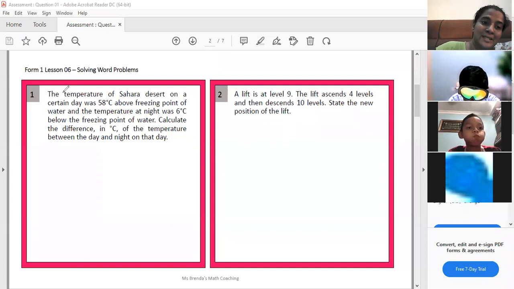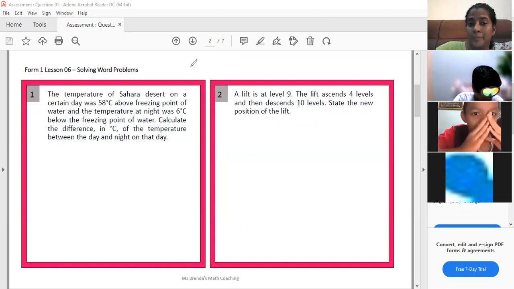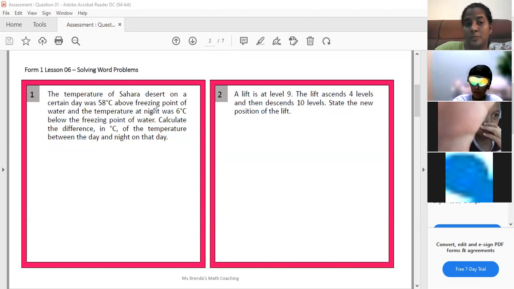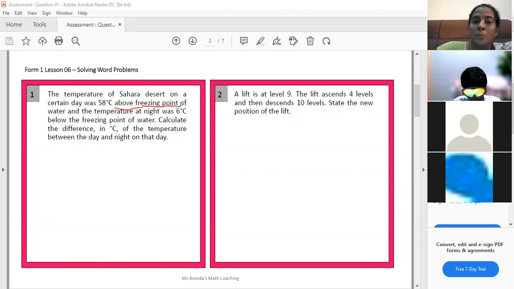All right, so let's read number 1. The temperature of Sahara Desert. Get ready with your chat if I'd like to ask you some questions. The temperature of Sahara Desert on a certain day was 58 degrees above freezing point. So question number 1, what is freezing point? What is the temperature of freezing point? Put into chat. Let's see who knows. What is freezing point, guys? How many degrees is that?